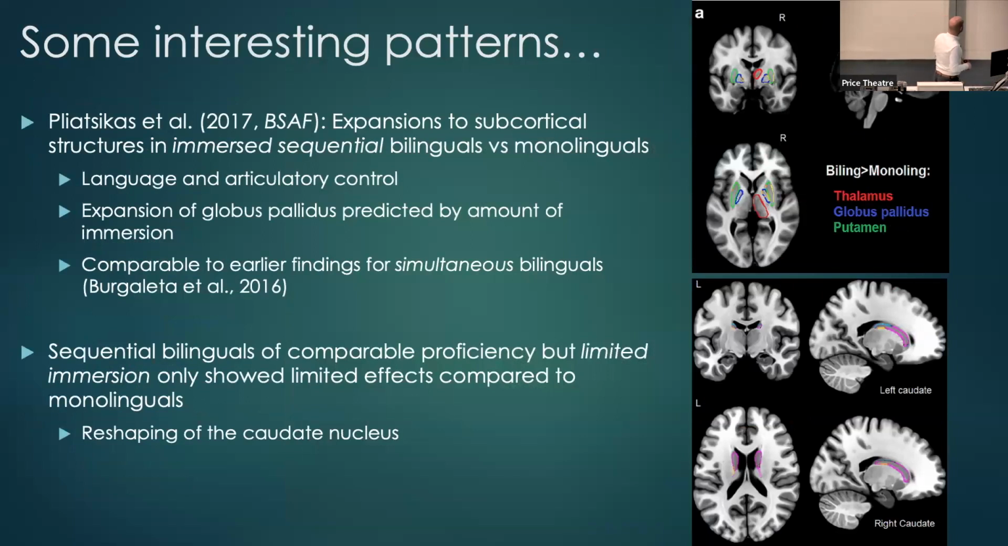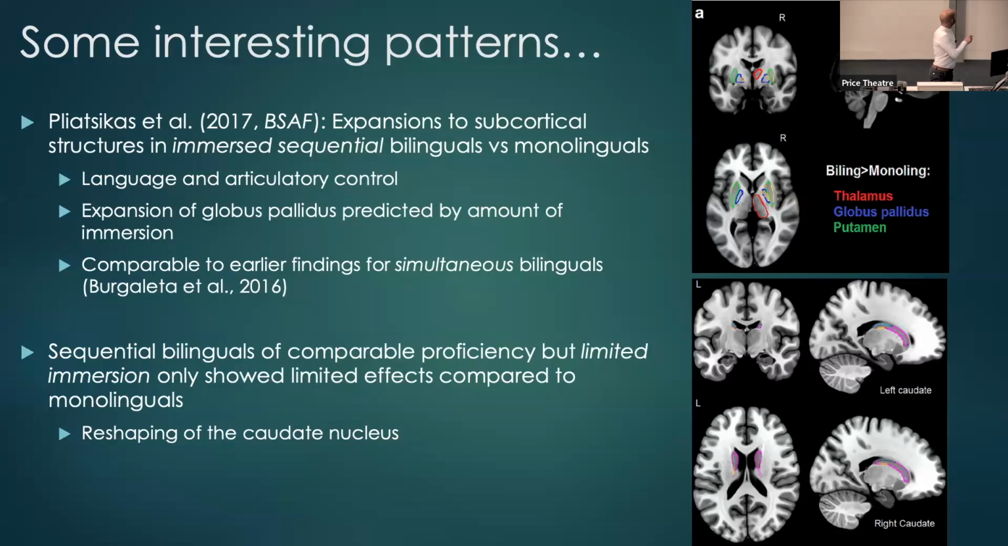So in a study that we published in 2017, we found expansions in the basal ganglia, these subcortical structures, and the thalamus, in immersed sequential bilinguals versus monolinguals, right? So these are the structures that were affected. I've delineated the structures, and the yellow bits that you cannot see are the parts of the expansion. All these structures are involved in language and articulatory control. And we also found that the expansion of one of the structures, the globus pallidus, was predicted by the amount of immersion. So the longer you were immersed in an L2-speaking environment, the bigger it became.